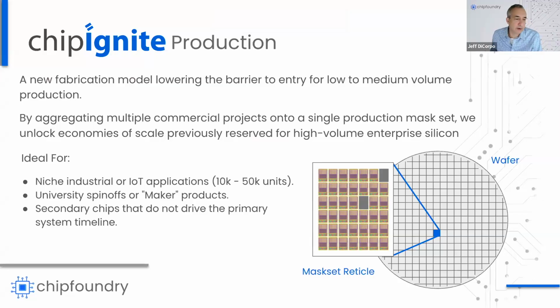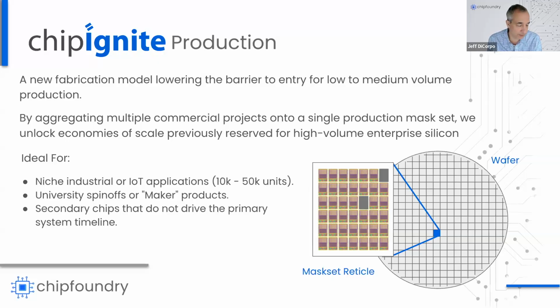So at Chip Foundry, our aim is not only to make prototyping more accessible and affordable to a broader set of designers, but also lower the barriers for products with lower to medium volume requirements. Our Chip Ignite production solution leverages pretty much the same model that we use for aggregating multiple customers for prototyping. So on our prototype shuttles that we run, we have a standardized reticle that accepts Caravel or Caravel size dies, and we aggregate up to 40 projects when we run a prototype.